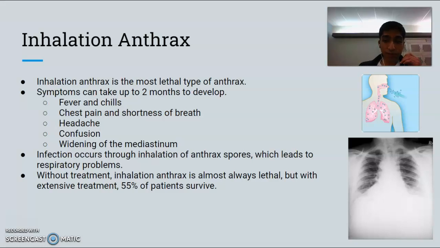So without treatment, inhalation anthrax is almost always lethal, and with extensive treatment, 55% of the patients survive. But I will note here that if treatment begins in one of the later stages of the disease, then the mortality rate is still very high, and the patient will probably die.